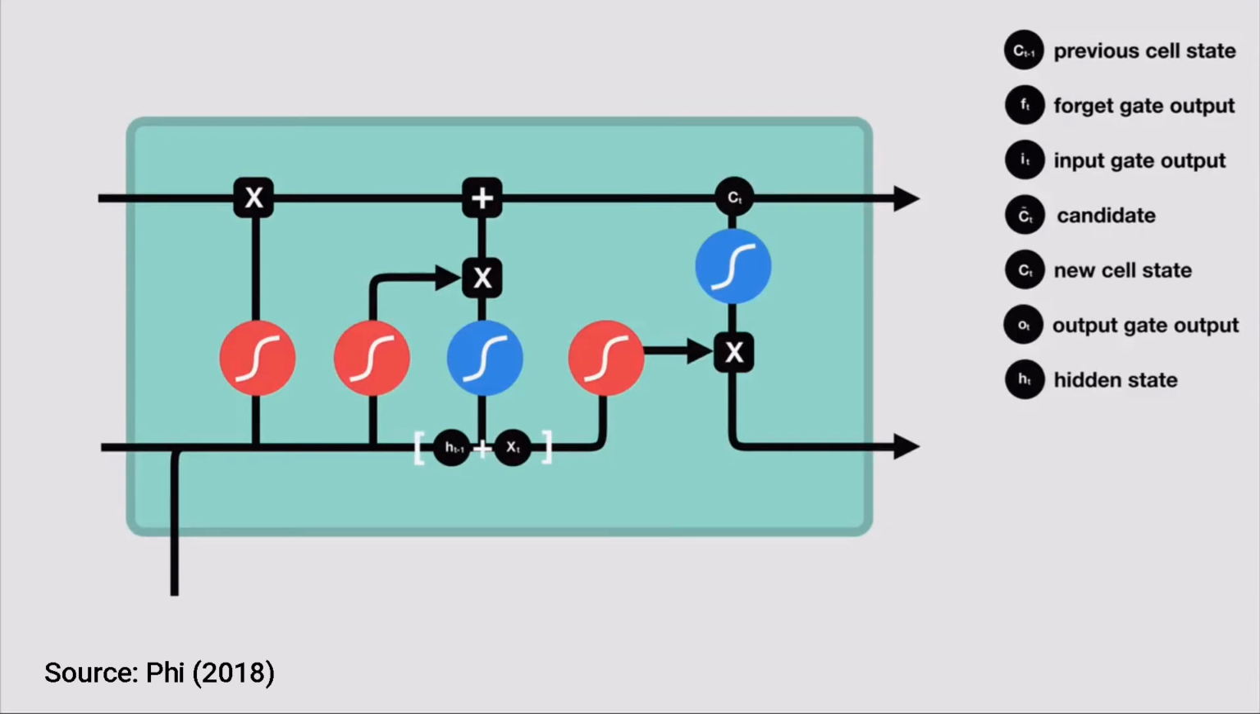And the last one is the output gate. The output gate decides what the next hidden state should be. First, we pass the previous hidden state and the current input into a sigmoid function. Then we pass the newly modified cell state to the hyperbolic tangent function. The output is the hidden state. The new cell state and the new hidden state are then carried over to the next time step.